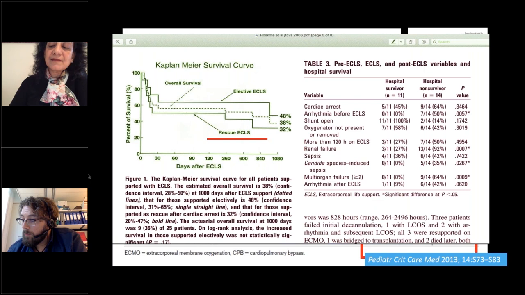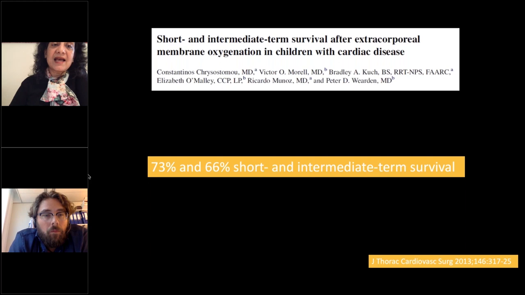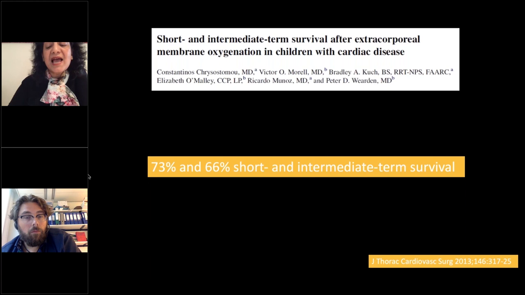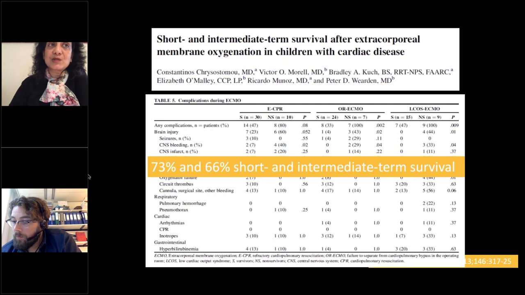So what is the longer term outcome of these children? You can see from this paper published in JTCVS in 2013, the short term and medium term survival of these patients is 73% and 66% over time. And it is very important to remember that there is attrition. There is attrition from the time of decannulation to hospital discharge to subsequent intermediate and long-term survival.